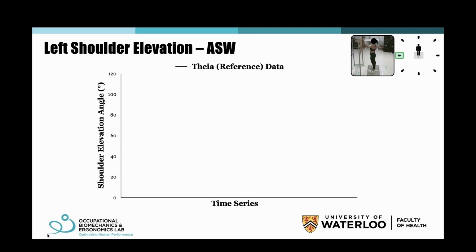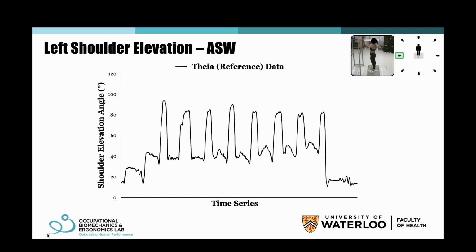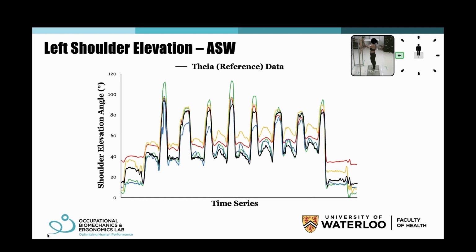In this graph, I'm going to show you the left shoulder elevation angles for the above shoulder work task, and this is just a representative trial for this task from the left camera view that we just talked about. Here's the reference Theia data for the left shoulder elevation angle across the trial. What I'm going to start doing is populating the graph with data from all 5 of the companies that we looked at. I'm going to start slowly populating these in here, and as we add more in, just look at the general offsets and biases that some of these data have at certain time points throughout the trial.